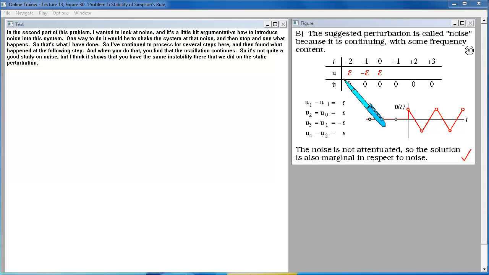I've continued the process for several steps here and then found what happened at the following step. And when you do that, you find that the oscillation continues. So it's not quite a good study on noise, but I think it shows that you have the same instability there that we saw with the static perturbation.